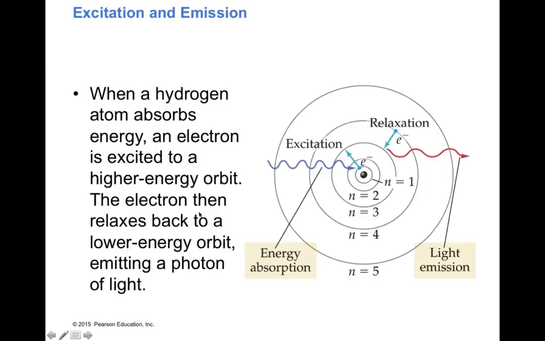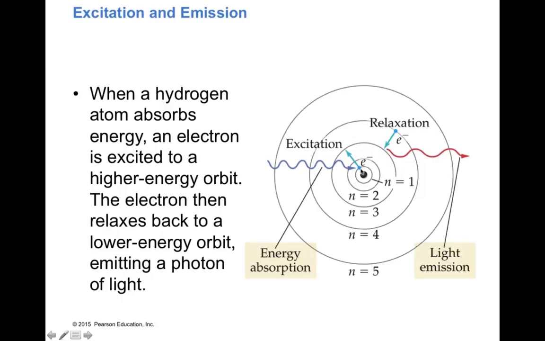So the electron then relaxes back to a lower energy orbit, emitting a photon of light. For example, if this electron reaches number four and then comes back to number three, it needs to release some energy, and that will be a light emission with a specific wavelength. So you excite the electron, it jumps to an orbit, and then it comes back. It could come back to the first, second or third orbit, but it will reach a lower orbit from where it started.